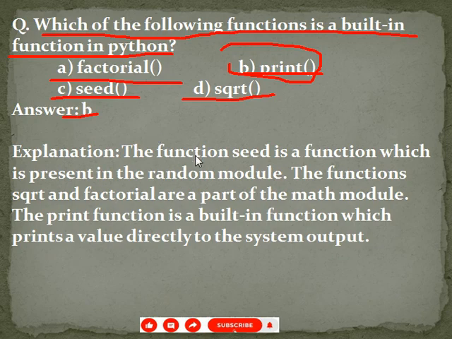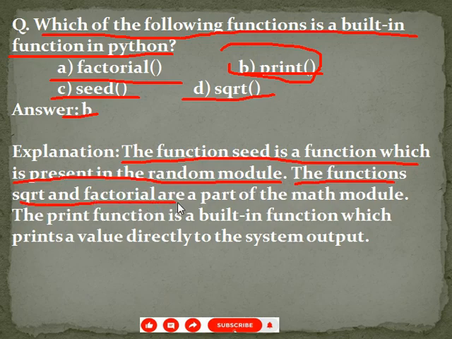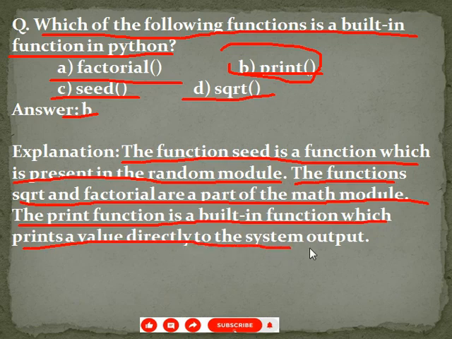See the explanation. The function seed is present in the random module. The functions sqrt and factorial are part of the math module. And the print function is a built-in function which prints a value directly to the system output. So our correct answer is option B print.